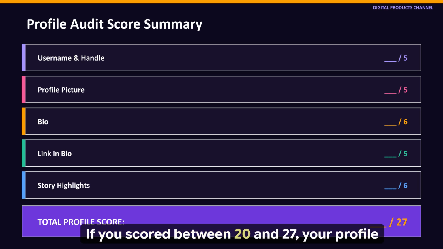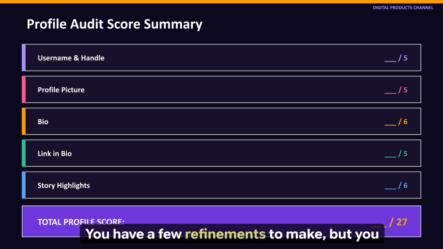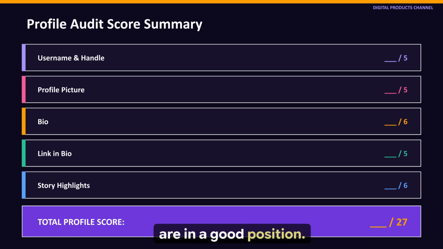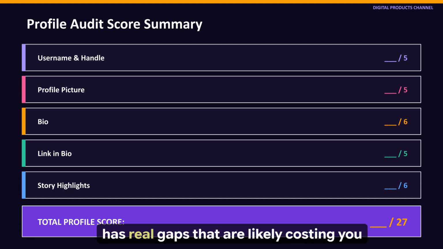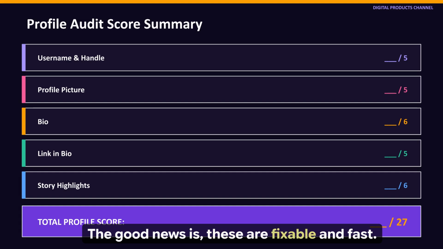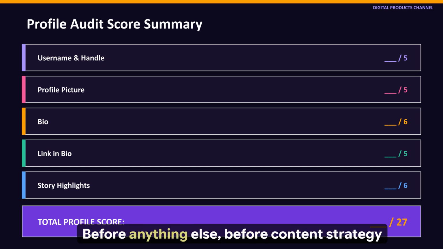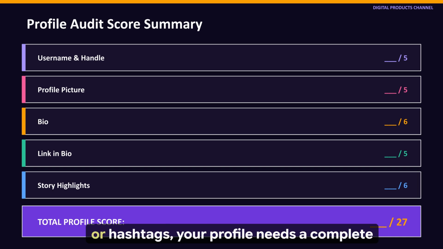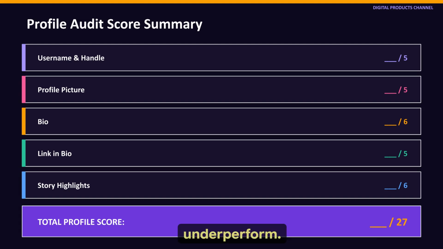If you scored between 20 and 27, your profile foundation is strong. You have a few refinements to make, but you are in a good position. If you scored between 12 and 19, your profile has real gaps that are likely costing you followers. The good news is, these are fixable and fast. If you scored below 12, your profile is your priority. Before anything else, before content strategy or hashtags, your profile needs a complete overhaul. Everything else built on a weak profile will underperform.